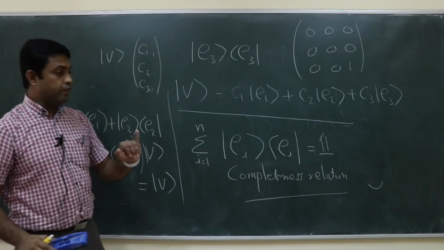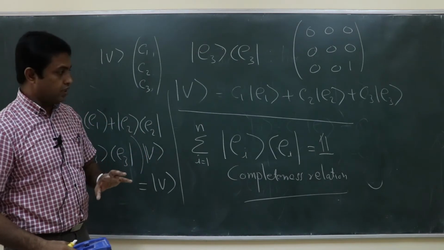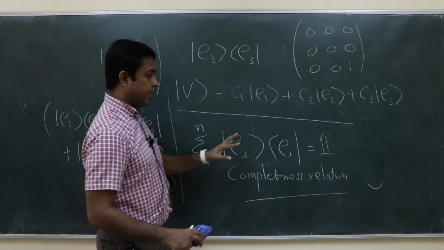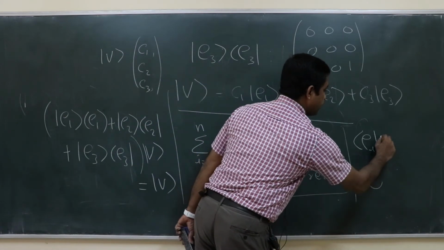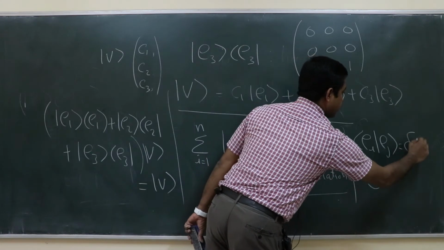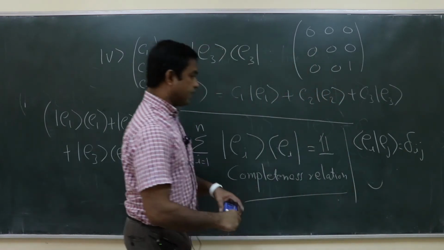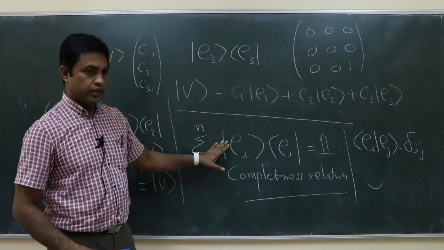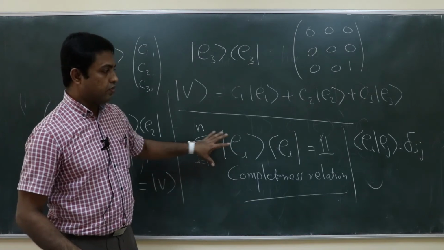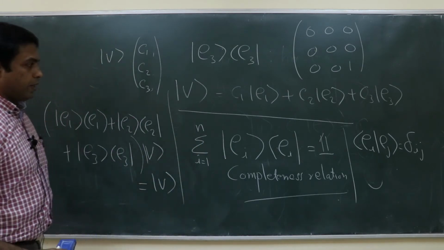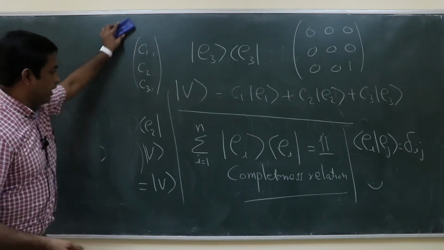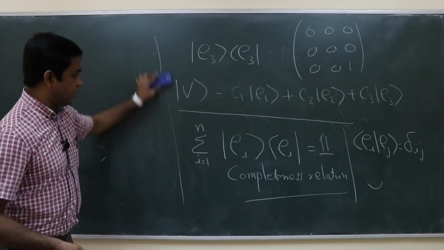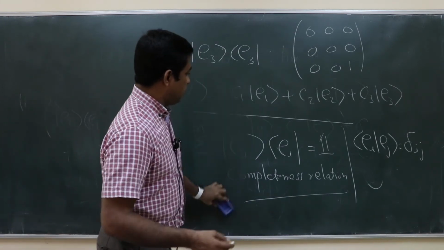So orthonormal basis vectors have two properties satisfied. What are they? Bra e_i ket e_j equals delta ij, the orthogonality or orthonormality condition, and the completeness relation. Any orthonormal set will satisfy these two. Now we can go back and do it for any general set of vectors which are not orthogonal.